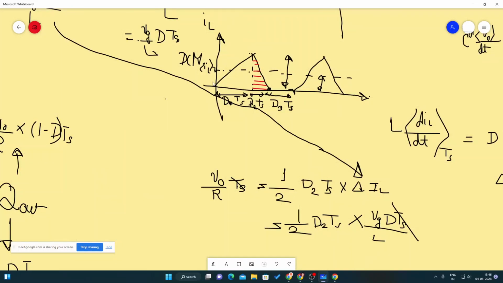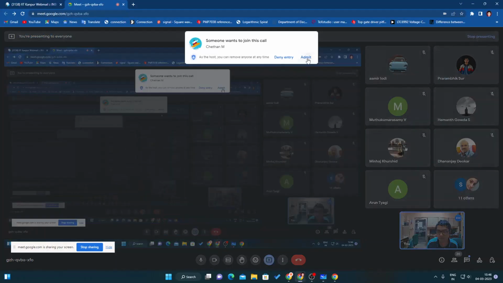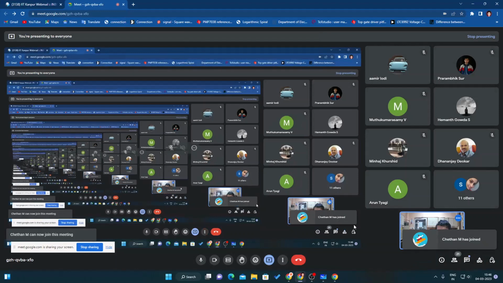So D is the duration when the inductor current is rising, so the switch Q is turned on. D2 is the duration when switch Q is turned off and the diode D is conducting, and D3 is the duration when none of them are conducting. Clear?